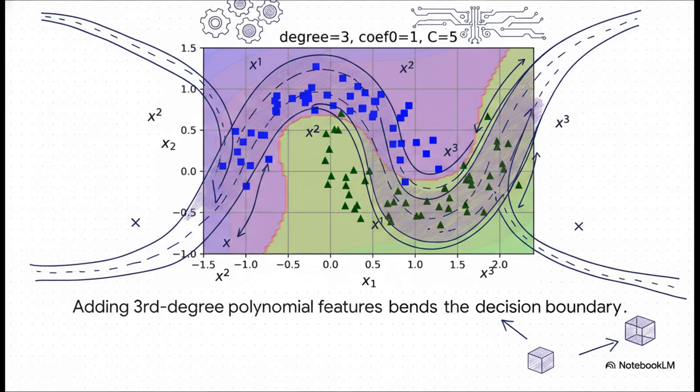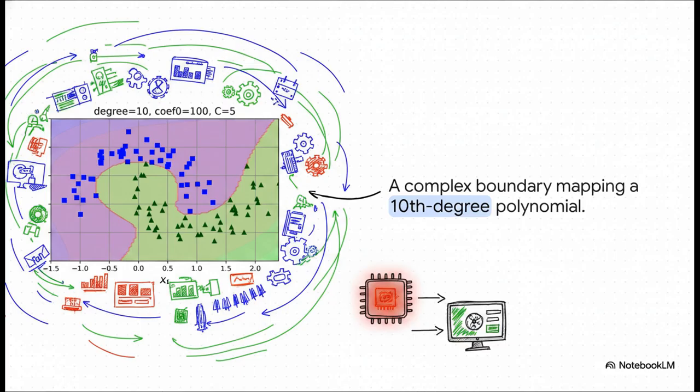By squaring or cubing the data values, like adding third-degree polynomial features, we are essentially mathematically bending our street so that it perfectly hugs the complex curves of the data. It's like turning a stiff ruler into a flexible tape measure. And you can push this even further. Look at this highly complex decision boundary, mapping out an intense 10th-degree polynomial.